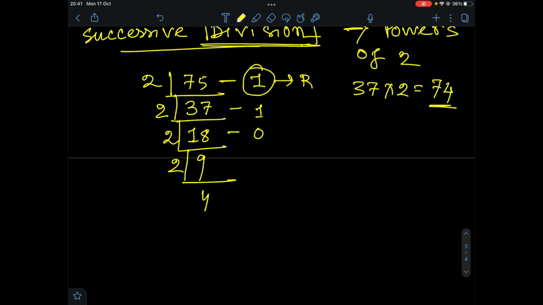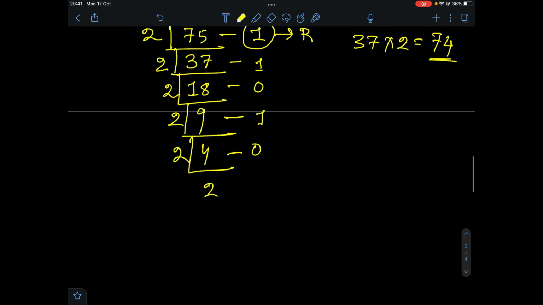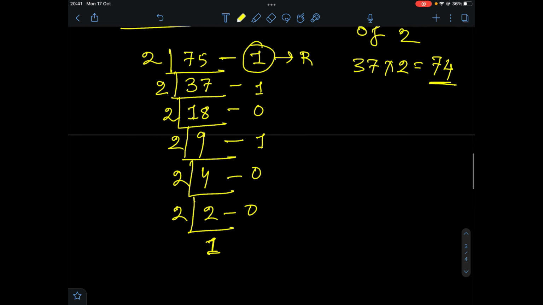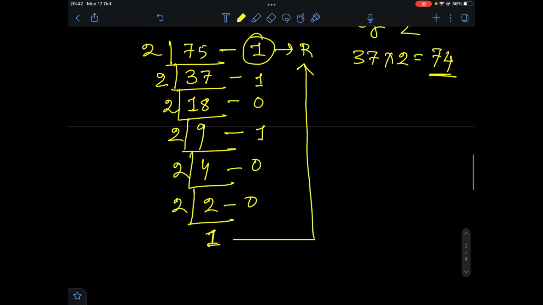Again divide it. 1. Again divide it. Again no remainder, write 0 and 0. Okay, so we'll stop here because we have got 1. So now always while applying this method, you have to take the numbers along with this path, like you have to take from last to first. Okay, so just write it 1 0 0 1 0 1 1.